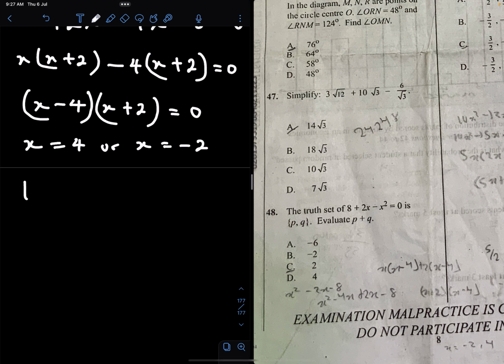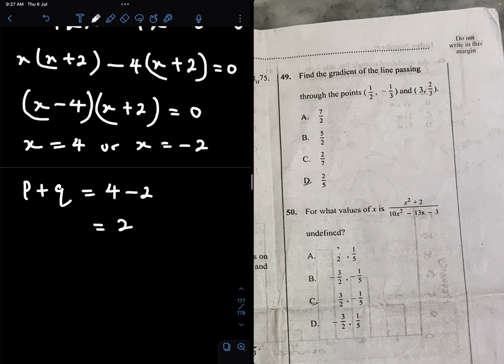So p plus q is therefore equal to 4 plus minus 2, which is 4 minus 2, and that's 2. And the correct option is C. We go straight to the next, which is number 49.